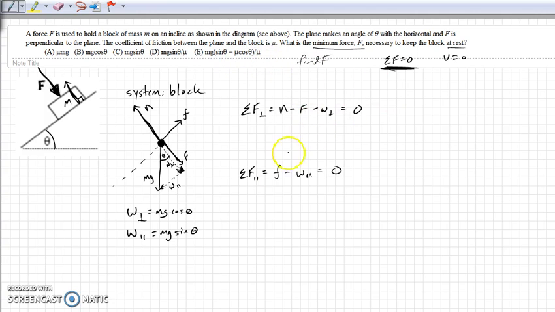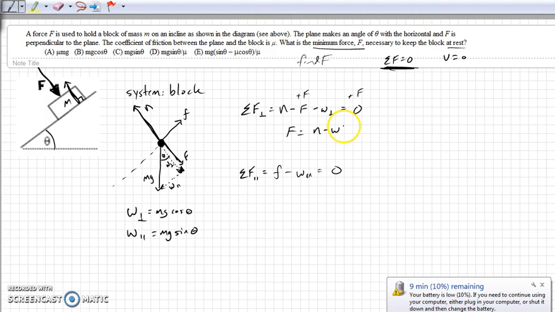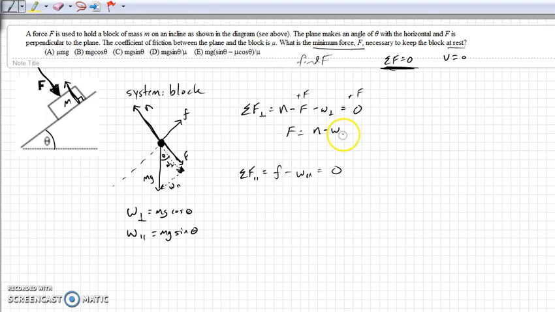And these don't look like the terms that I'm asked for, so I'm going to start plugging in equations and reworking things until maybe I see something clear. So to rearrange this for force, I would just add the force to both sides, and I would see, oh, okay, so force, the external force, is going to be equal to the normal force minus the perpendicular component.